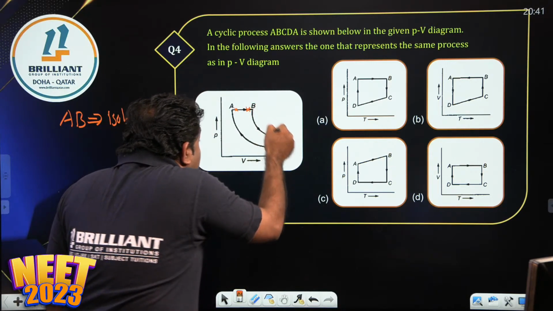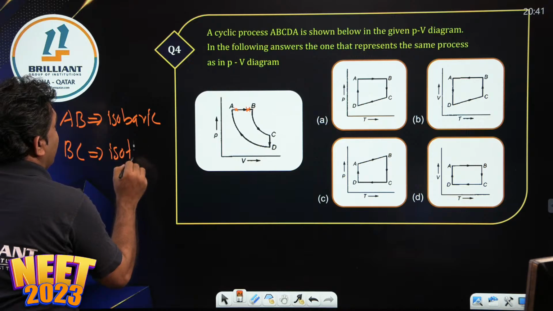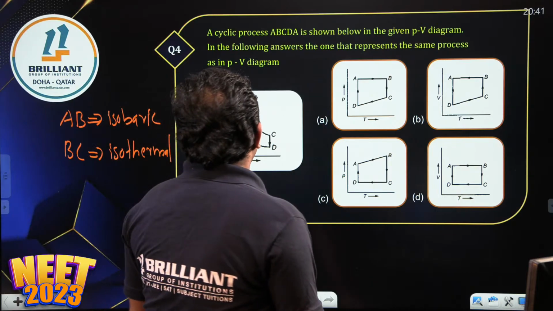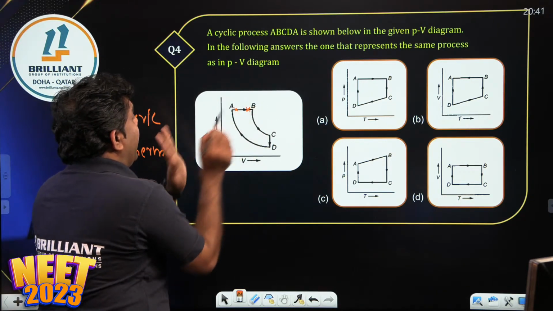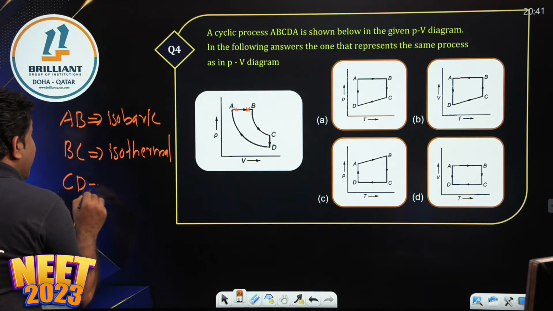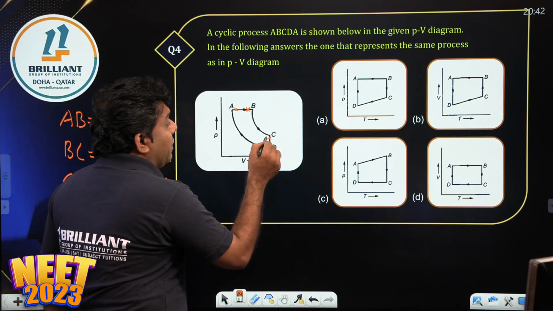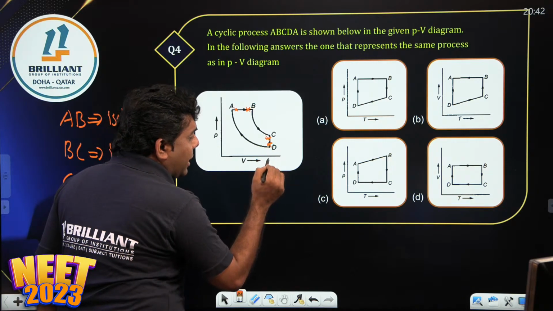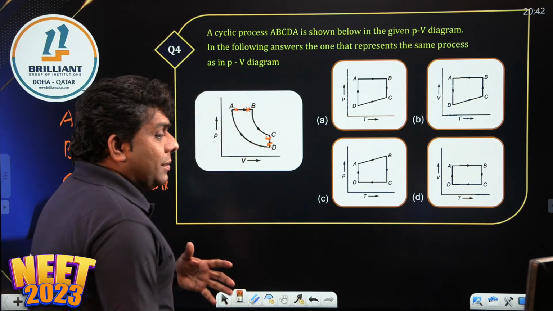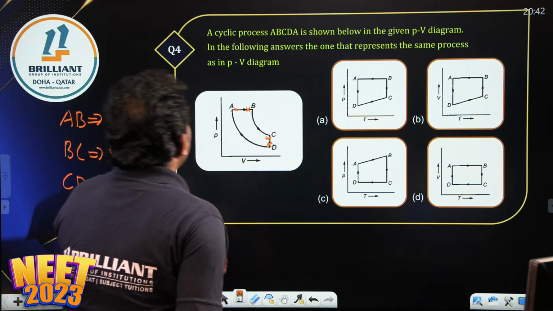BC is the curve, so we can say BC is an isothermal process. So AB is isobaric and BC is isothermal. What is CD? CD is isochoric, because everywhere the volume is the same. At any point of this line, the volume remains the same here. So CD is actually isochoric. So when we are considering this picture, AB, BC and CD, what is the correct option?